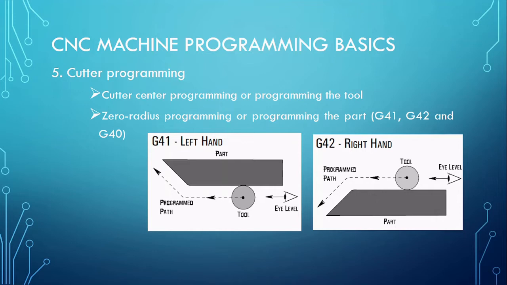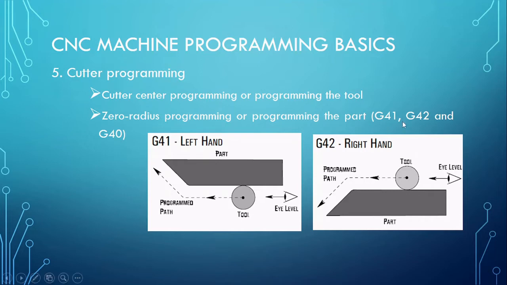So that is where zero radius programming, or programming the part, comes in, which uses G41, G42 and G40. This is what is called cutter compensation. G41 is cutter compensation left, G42 is cutter compensation right, and G40 is cutter compensation cancel.